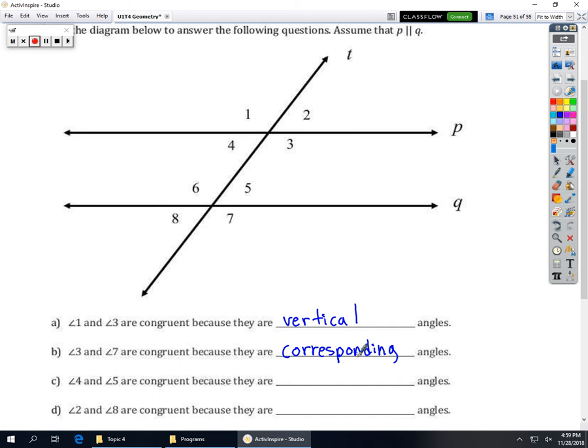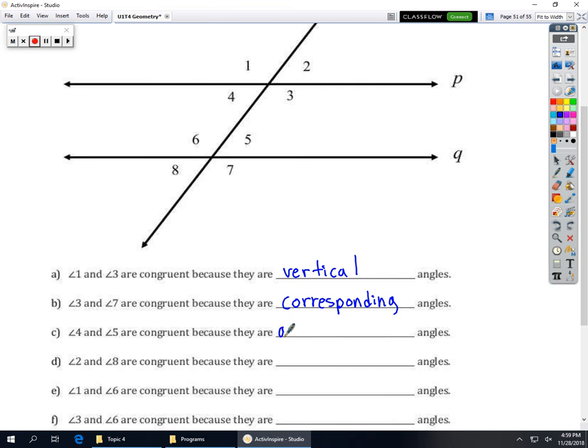Corresponding angles. What about 4 and 5? 4 and 5, they're on opposite sides of this line, but they're inside the parallel lines. We call this alternate interior angles. You can be lazy and write alt-int, just the first 3 letters of each word. Okay, 2 and 8. 2's here, outside, 8 outside, but on opposite sides of this transversal line. So these are alternate exterior angles. Again, you can shorthand it, you can write alt-ext angles.